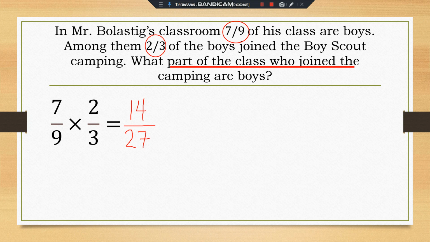Now, can we still reduce this one? No. So this is our final answer. So just make sure that your answer must be in the simplest form. Okay, so the answer is 14 over 27. All right. So now let's try to have another example.